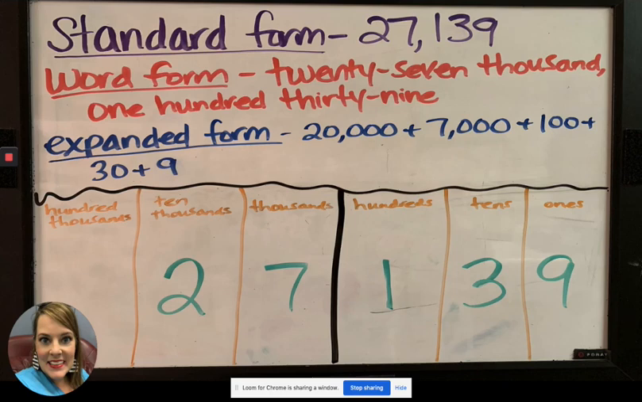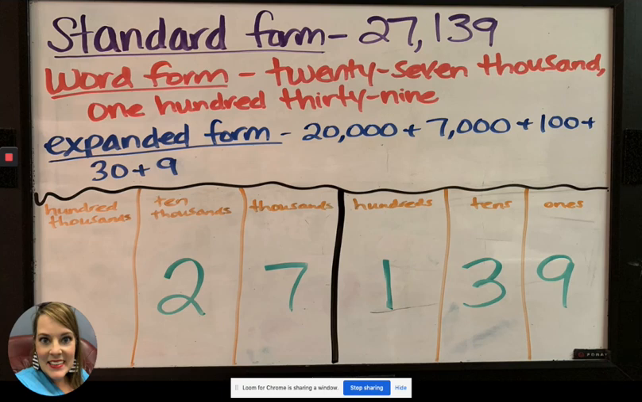Word form is written as how you would read it. And then expanded form has each place expanded out. So for example, you have 20,000 plus 7,000 plus 100 plus 30 plus 9. I talked about how you learned how to use a place value chart, and I have one listed below. You'll notice that we have from left to right, hundred thousands, 10,000s, thousands, hundreds, tens, and ones. And I've put our number in that place value chart.